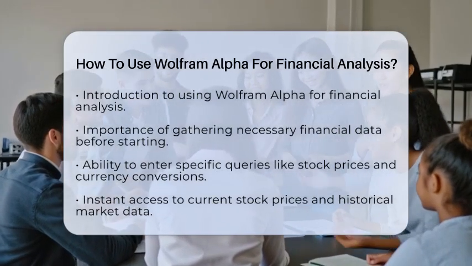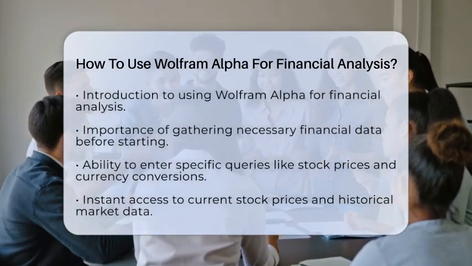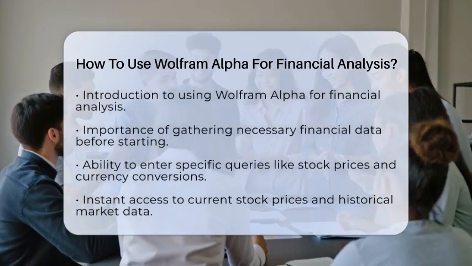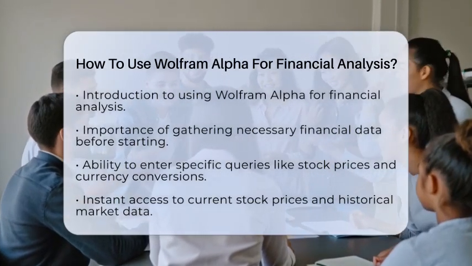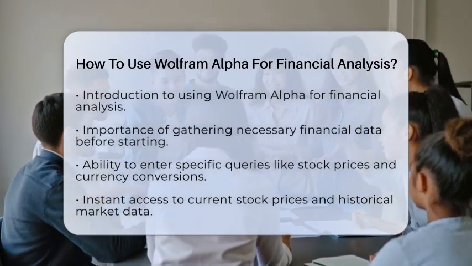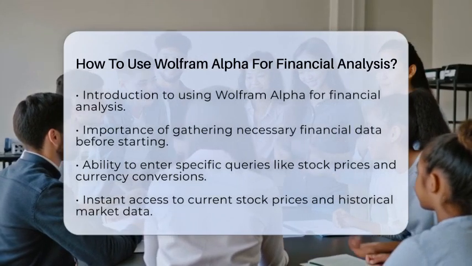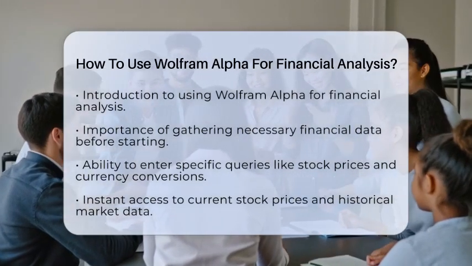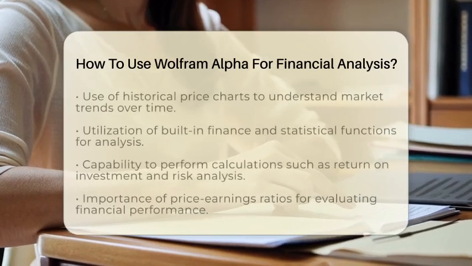First, gather the financial data you need. You can enter specific queries into Wolfram Alpha, like stock prices, historical market data, or currency conversions. For instance, typing in the current stock price of a company will give you instant results. You can also access historical price charts, which are great for understanding market trends over time.